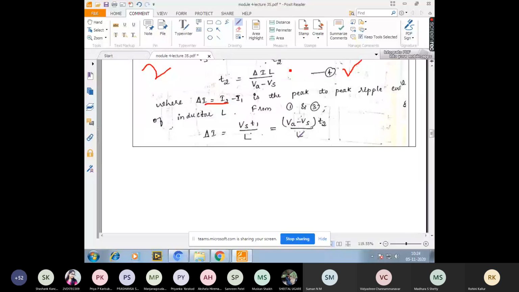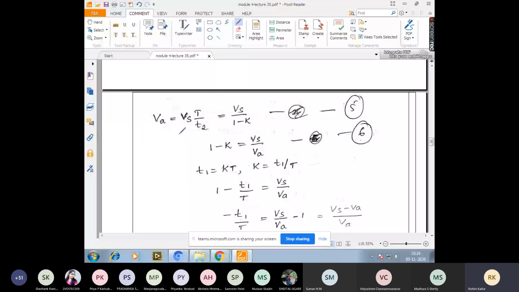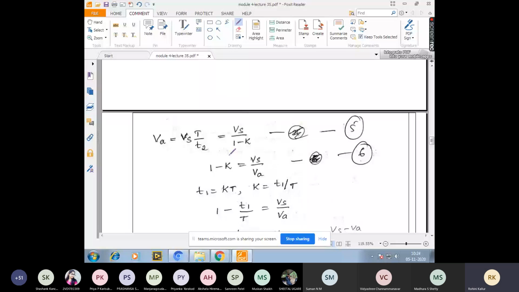After this, we need to know what Va is, correct? We don't know Va, because until then we cannot cancel out this Vs. So what we'll do? I think I have skipped some step here. Okay, it's okay, no problem. I'll write it down here. Just observe.